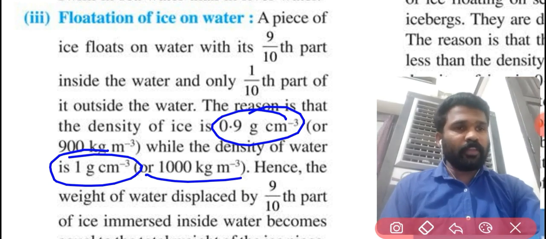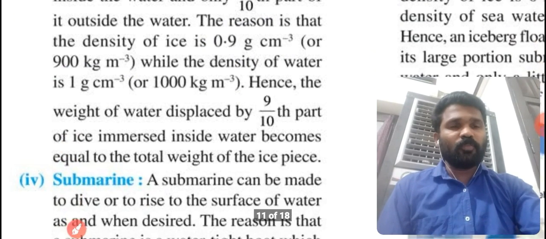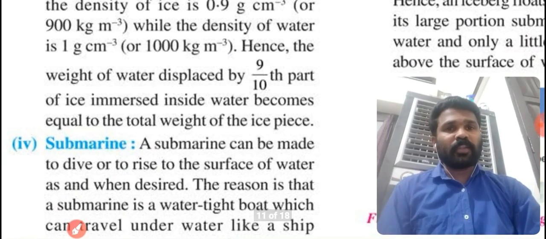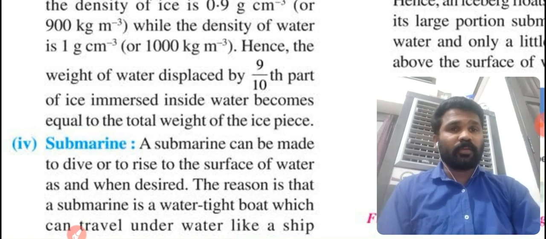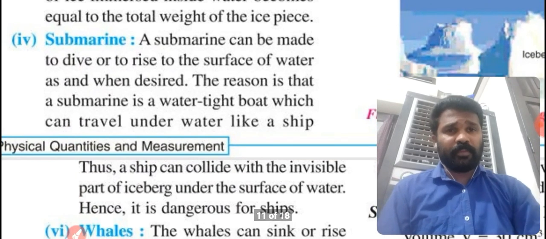Hence, the weight of water displaced by the 9/10th part of ice immersed inside the water becomes equal to the total weight of the ice piece. Okay. Now we are going to discuss the submarine.